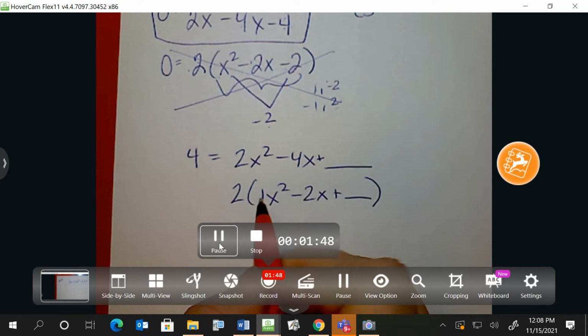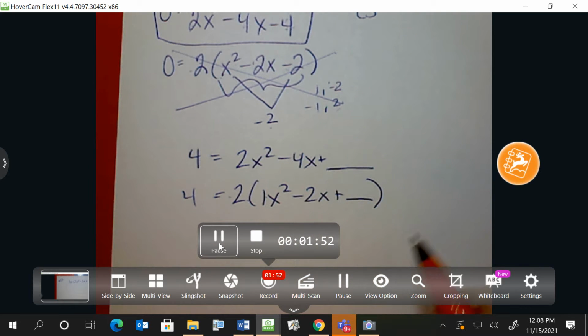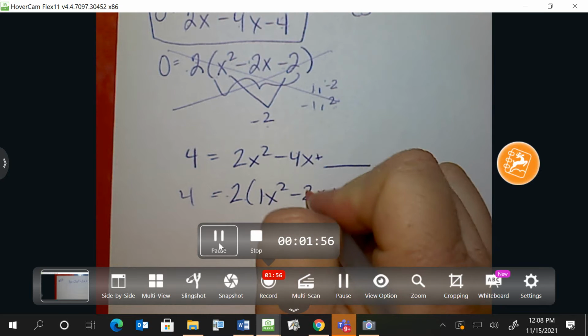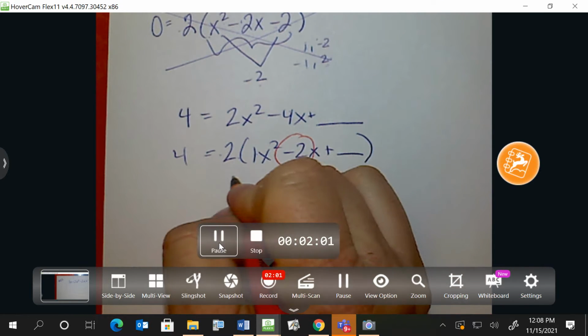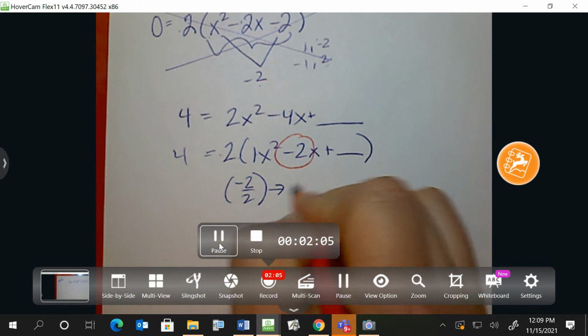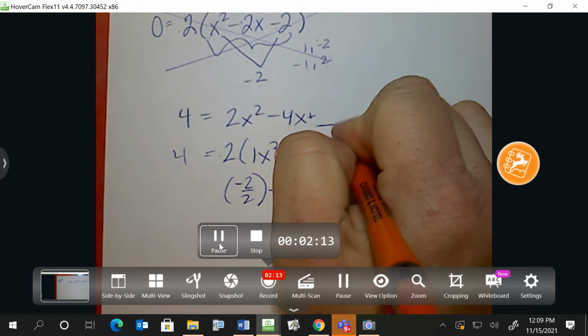And I always like to make sure that I did this correctly. 2 times 1, 2 times negative 2. Okay, good. What is next? So I look for the b value, and I'm going to take it and divide it by 2. Don't forget the sign in front. And then I'm going to square it. Negative 1 squared, that's negative 1 times negative 1, is a positive 1.